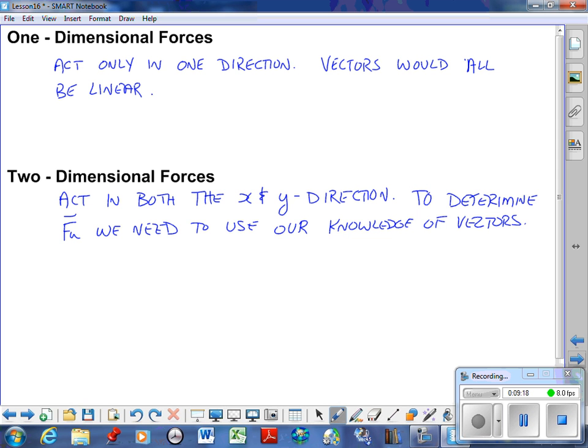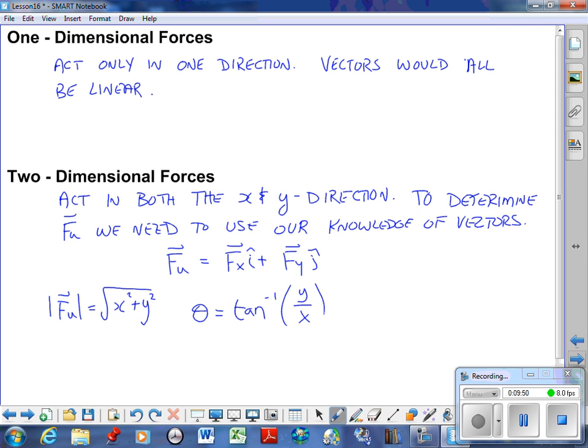So for unit 1, our unbalanced force is going to equal the forces in the x direction plus the forces in the y direction in terms of components. We're going to have to use the magnitude of Fu. This is already on your first cheat sheet. For the components, if you want to find the angle, tan inverse of the y component over the x. So a bit of a review as to what's coming up in the next couple of slides.